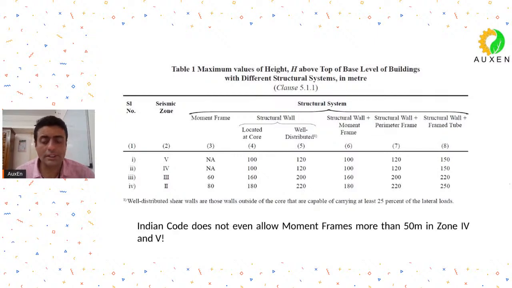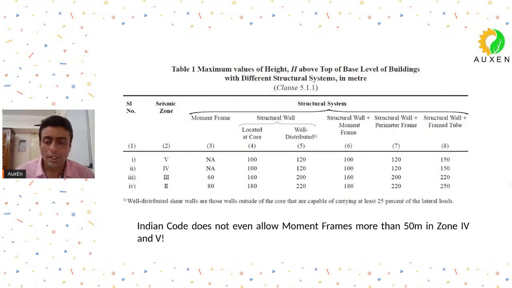This is IS 16700. So between 50 meters to 250 meters is the height of buildings that we are talking about right now. So if you see the first column number 3, moment frames are allowed up till 80 meters in zone 2. Moment frames are allowed up till 60 meters in zone 3. But in zone 4, zone 5, they are not allowing you to use moment frames. Forget about intermediate. They are not even allowing you the use of SMRFs.